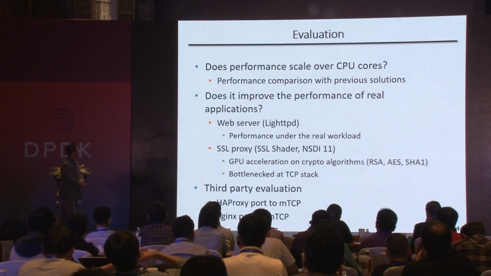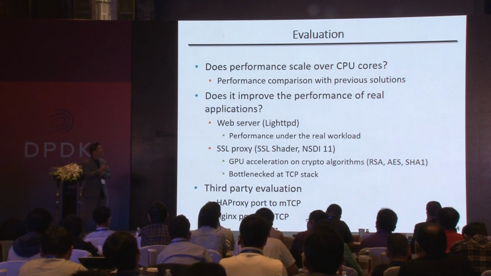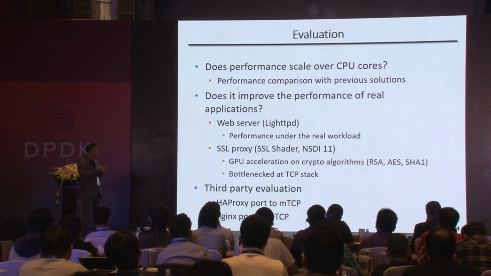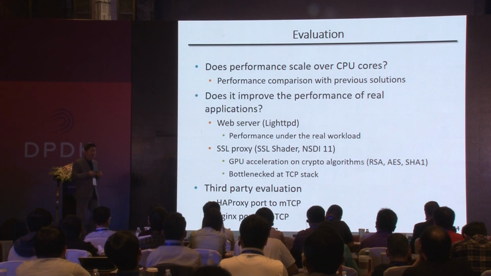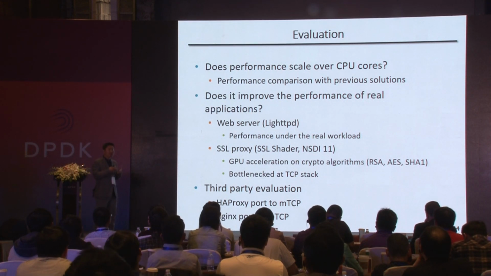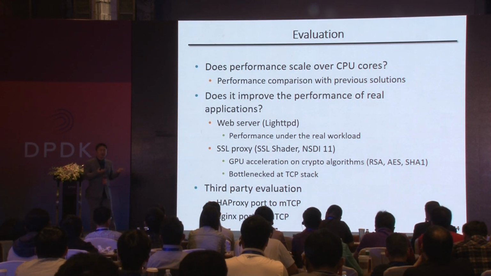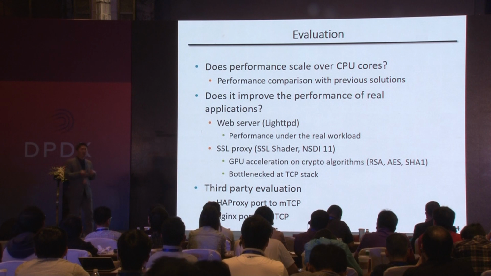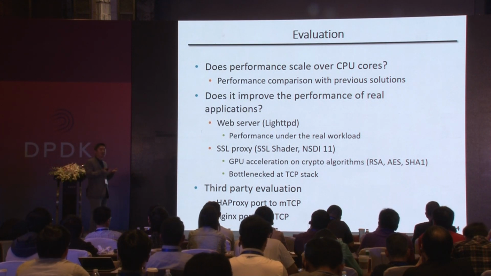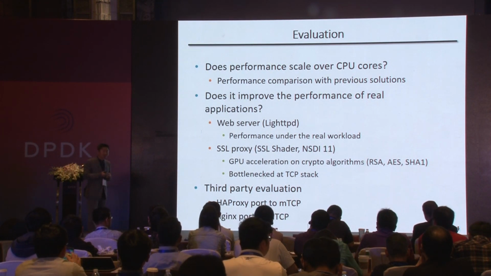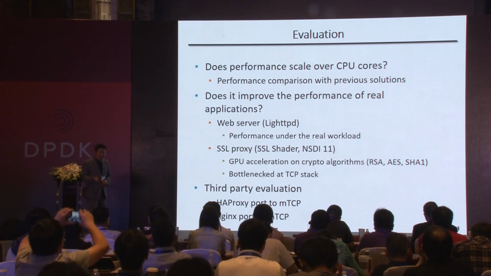Okay. So in the evaluation, I'll try to answer these questions. Does the performance really scale over CPU cores? How does it compare with previous solutions? Also, does it improve the performance of real applications? We have a lighttpd evaluation as well as the SSL proxy. mTCP was released about 2 years ago, and a number of third-party companies are using mTCP to do evaluations. I'll show two examples here.